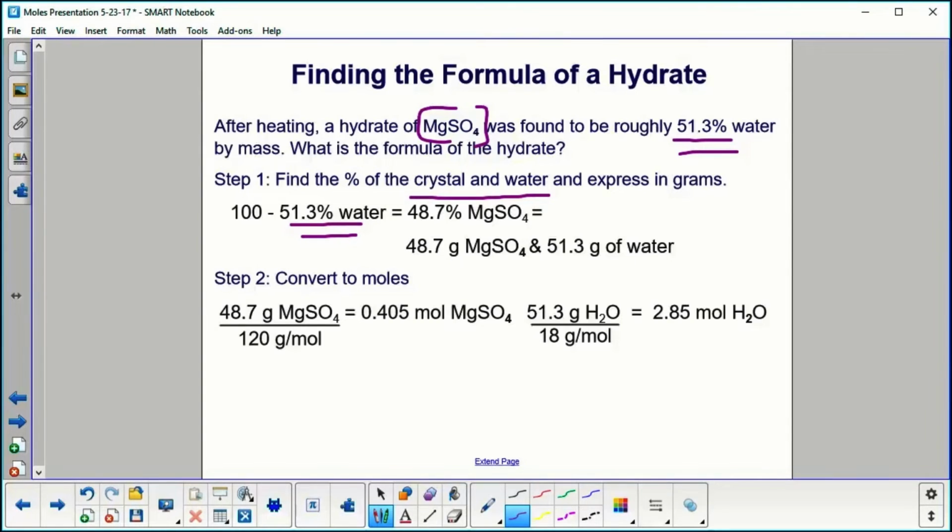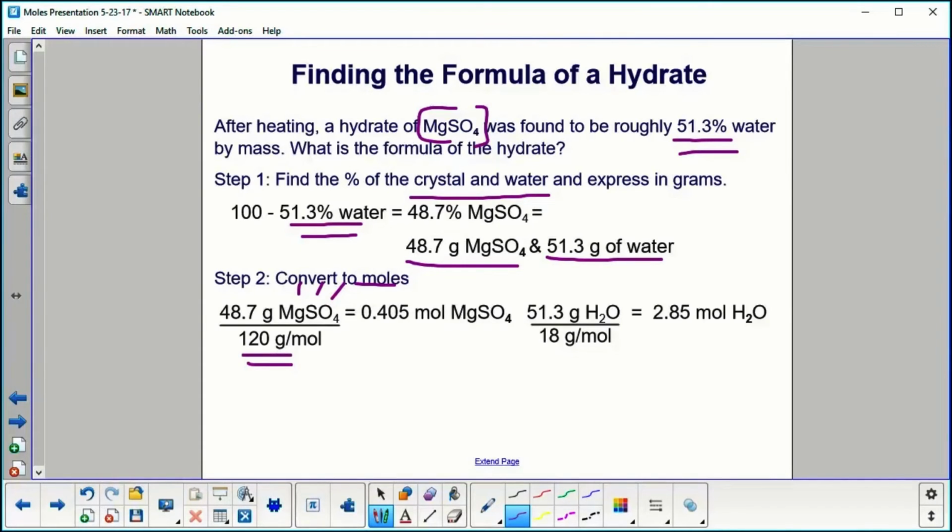We turn that into a gram mass. We assume a 100-gram sample. We get 48.7 grams magnesium sulfate, 51.3 grams of water. Convert to moles. So magnesium sulfate, you can add up the atomic weights of magnesium, sulfur, and 4 oxygens. Make sure you count all 4. And you'll come up with 120 grams per mole.